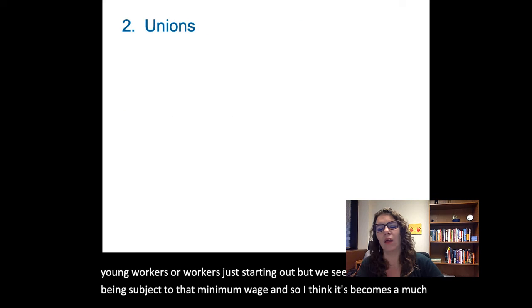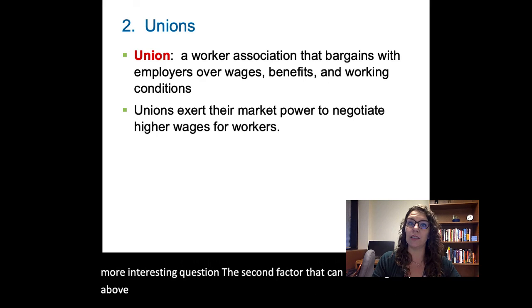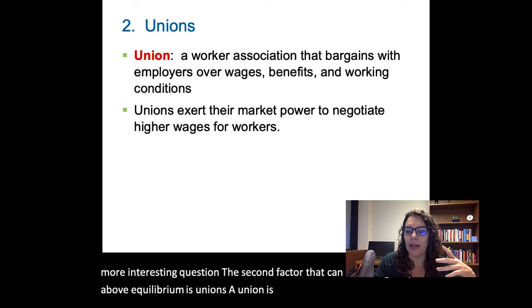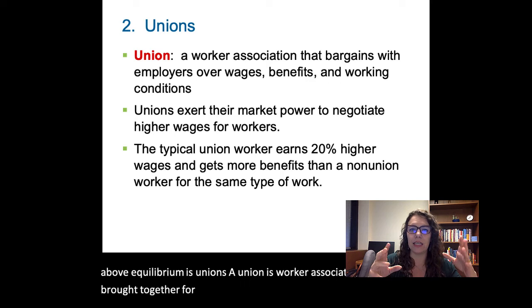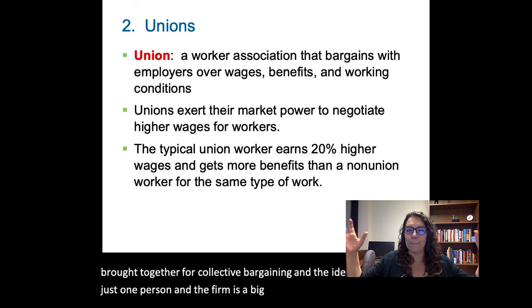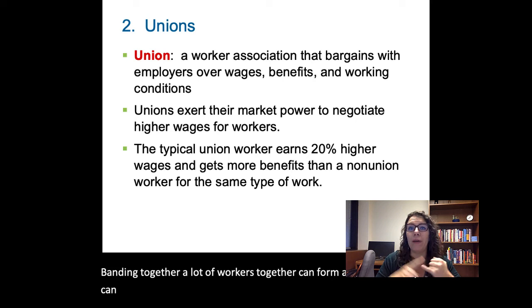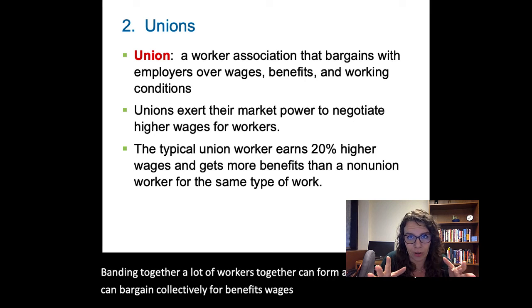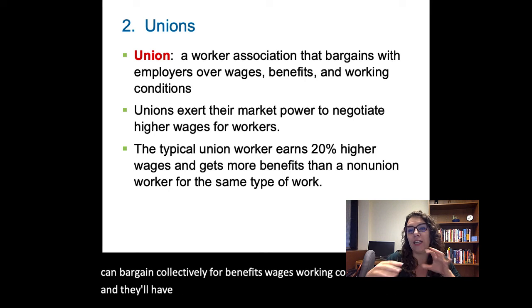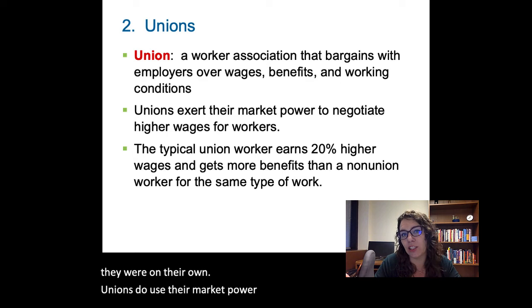The second factor that can drive wages up above equilibrium is unions. A union is a worker association that is brought together for collective bargaining, and the idea is a worker is just one person and the firm is a big entity. And so by banding together, a lot of workers together can form a union and they can bargain collectively for benefits, wages, working conditions, whatever, and they'll have a better negotiation with the firm than they would if they were on their own. Unions do use their market power to negotiate higher wages for workers.